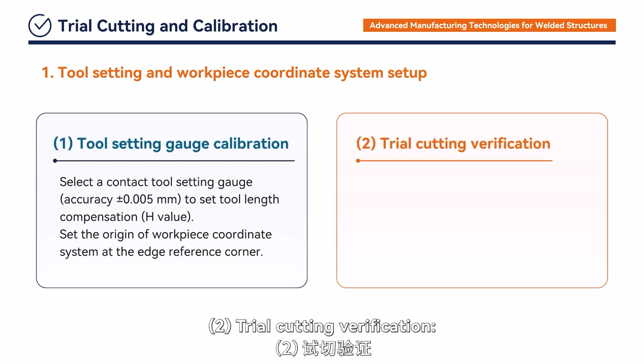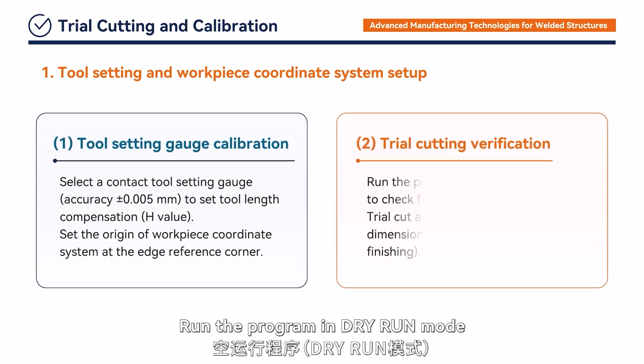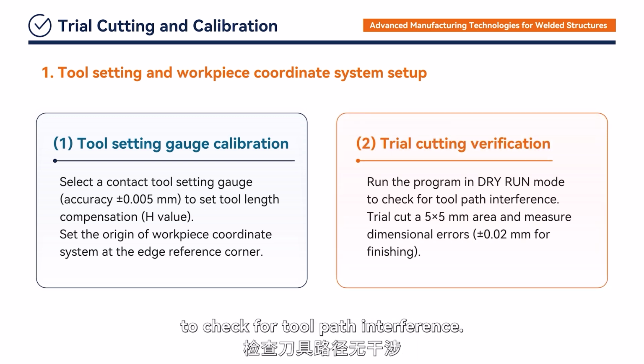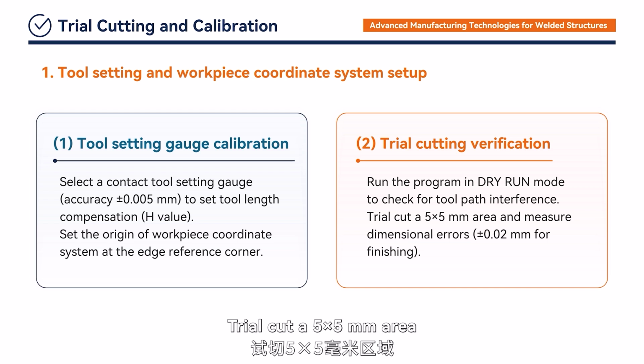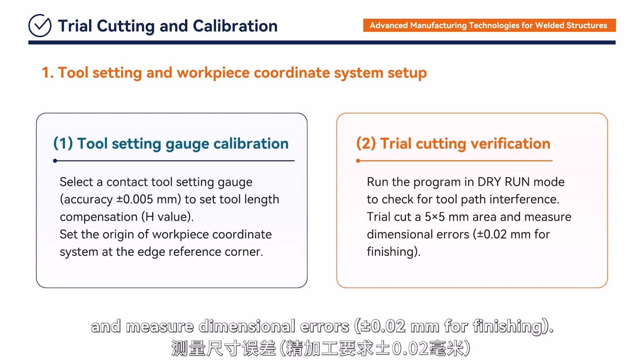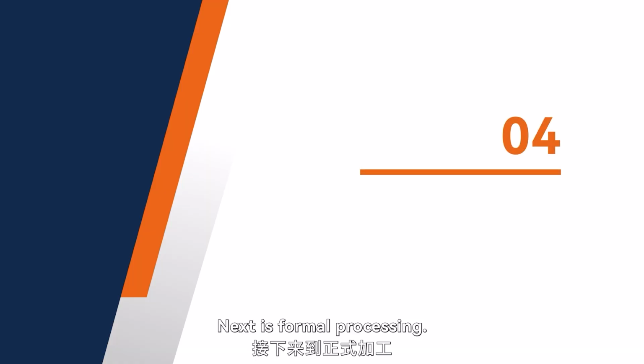2. Trial cutting verification. Run the program in dry run mode to check for tool path interference. Trial cut a 5 by 5 millimeters area and measure dimensional errors, plus or minus 0.02 millimeters for finishing. Next is formal processing.